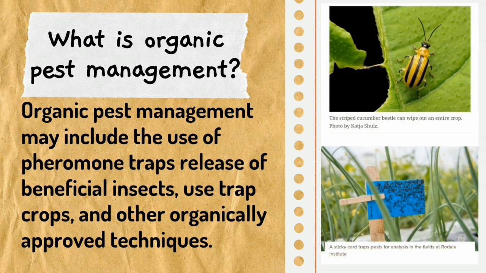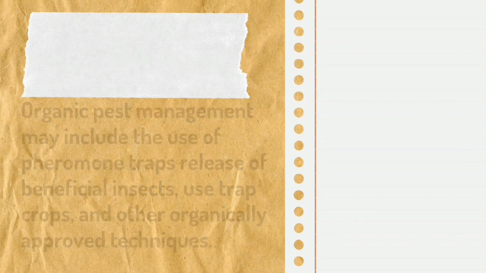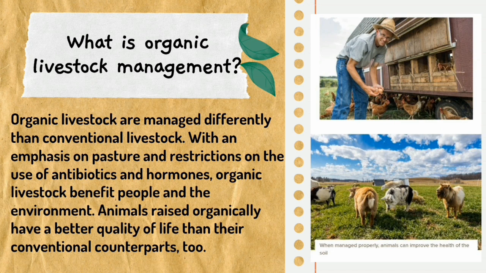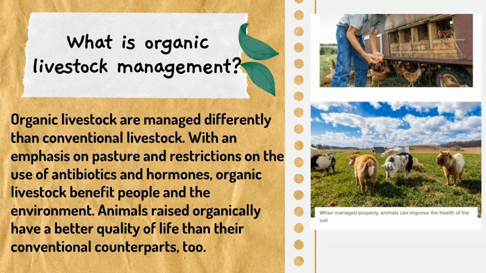Conventional farmers spray toxic pesticides to eliminate pests. Organic farmers use alternative strategies to reduce and control pests without the use of synthetic inputs. Organic livestock management. Organic livestock are managed differently than conventional livestock, with an emphasis on pasture and restrictions on the use of antibiotics and hormones. Organic livestock benefit people and environment. Animals raised organically have a better quality of life than their conventional counterparts too.